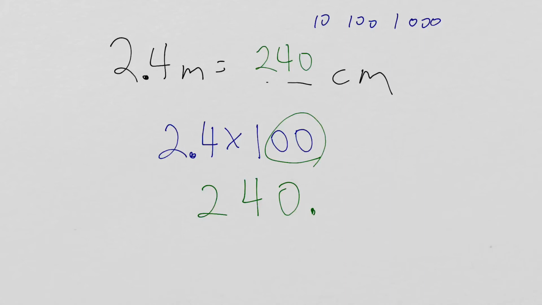So how many centimeters are in 2 and 4/10 meters? 240. And again, you could have just used a calculator, and that's perfectly fine for this, okay? But just in case you wanted to try to practice it on your own, that's fine too. All right, so let's try another one.